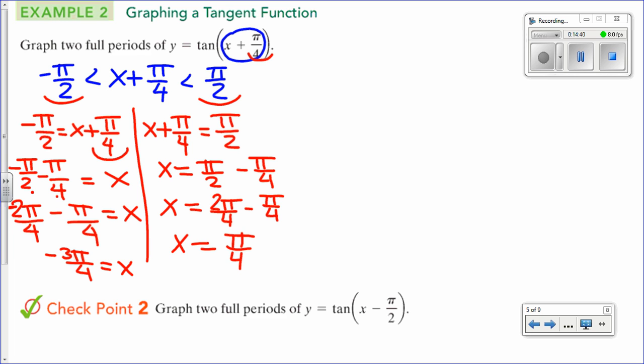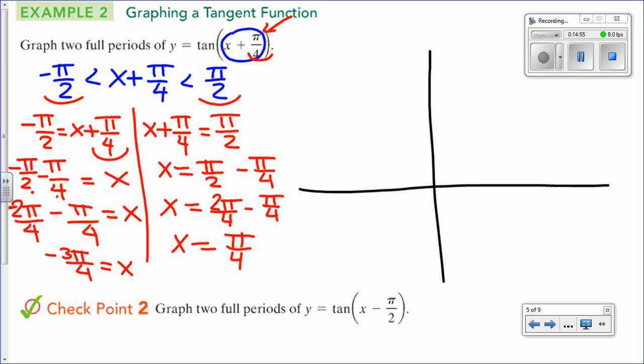So if we didn't have that horizontal shift and we were starting at 0 with an intercept, then yes, we could infer that the asymptotes are opposites. But in this case, they're not. So let's go ahead and graph them. And it just says to graph two full periods.